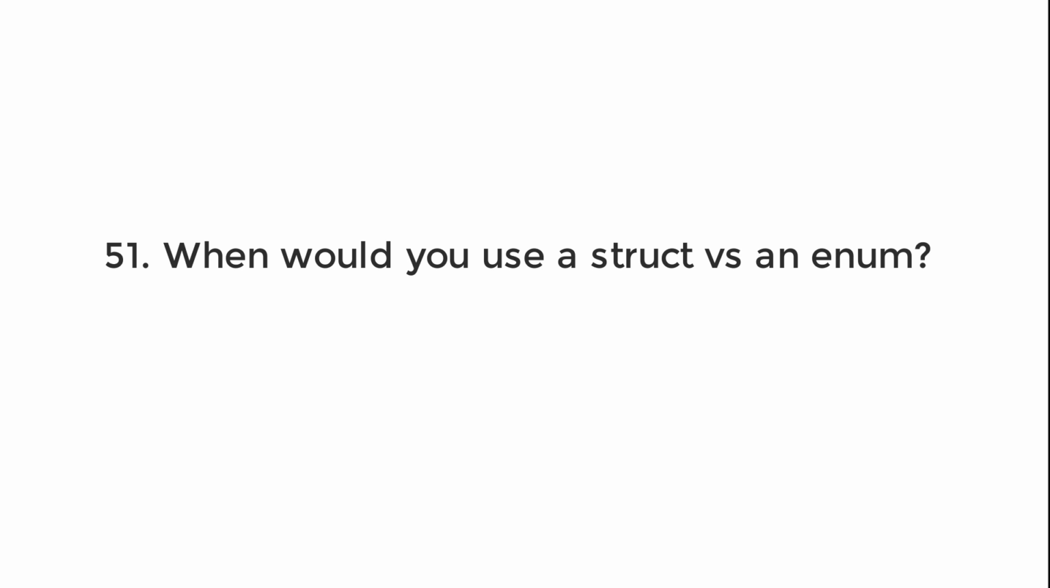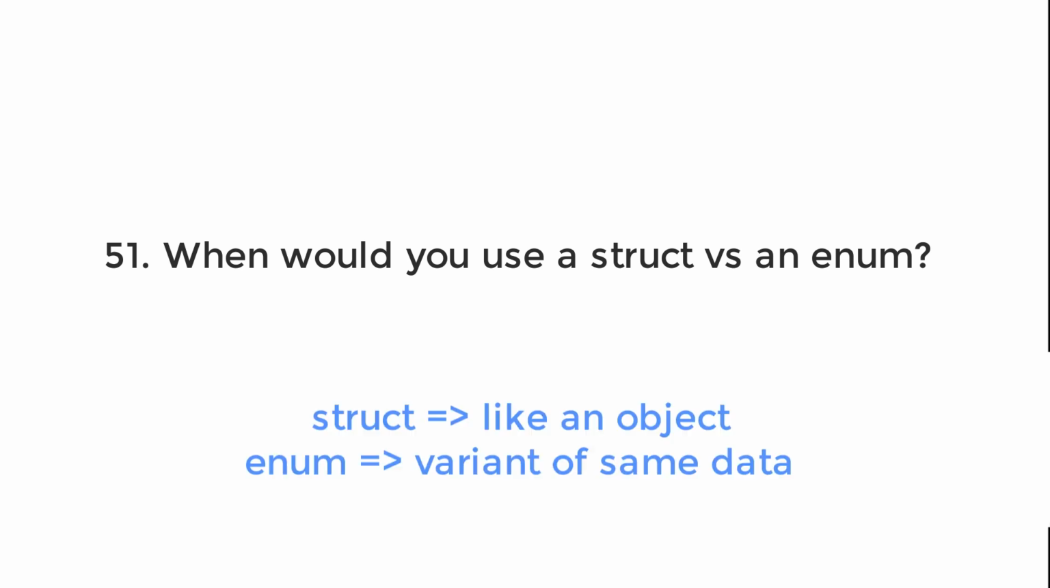When would you use a struct versus an enum? Structs are for representing complex data structures with different fields, a little bit like objects in JavaScript. And enums are for creating variants of the same data. So for example, a color can have different variants like red, blue, or yellow. You can combine both because an enum can be a field of a struct.